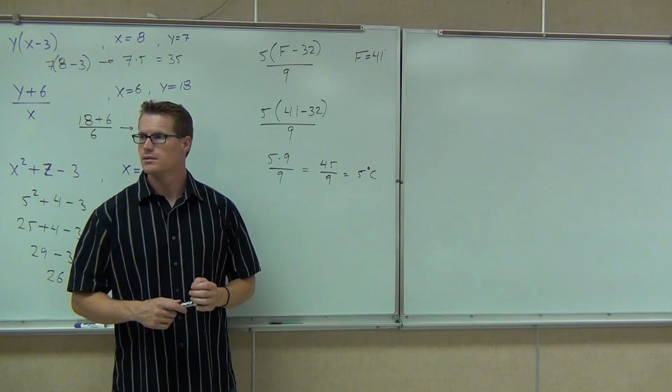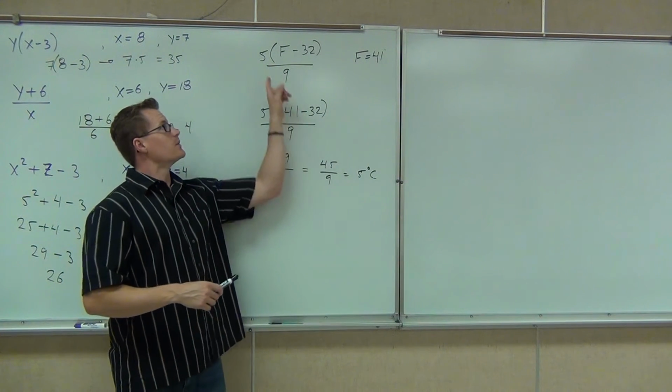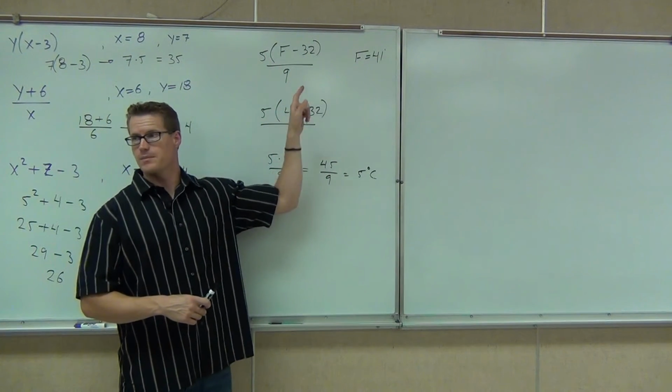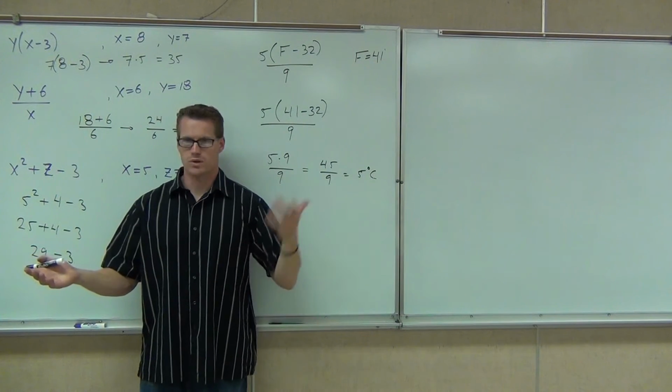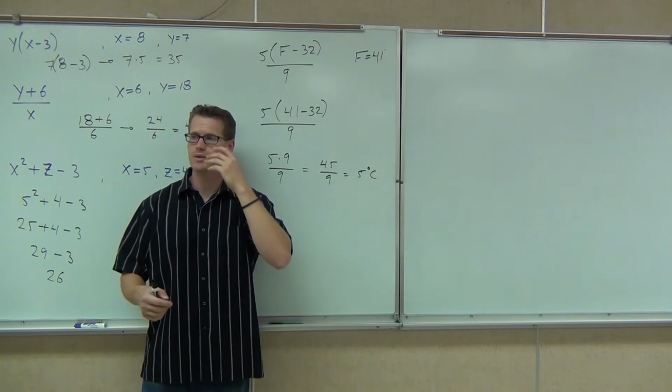The 5, 9, and 32, all these numbers stay the same. So any temperature you want. Say you want to convert 100 degrees Fahrenheit. Plug in 100, do the same math, and it's going to come out.